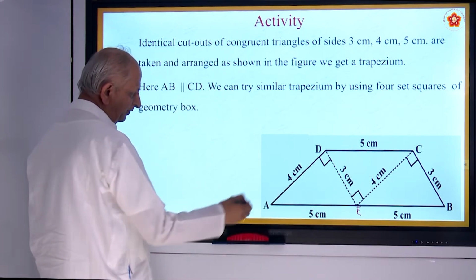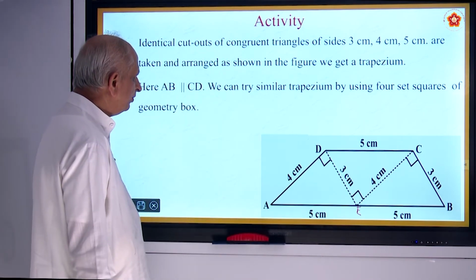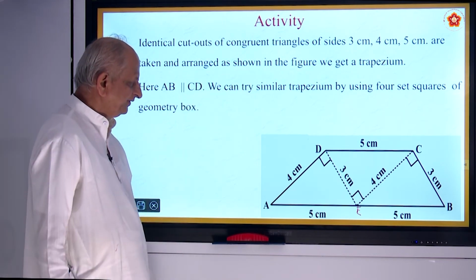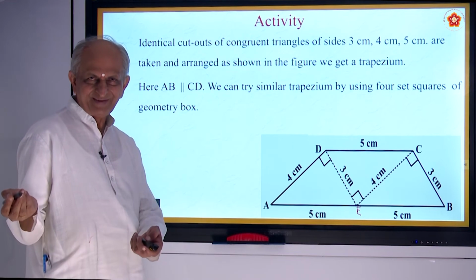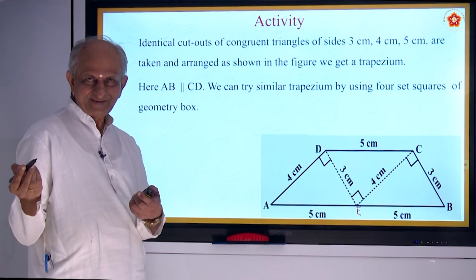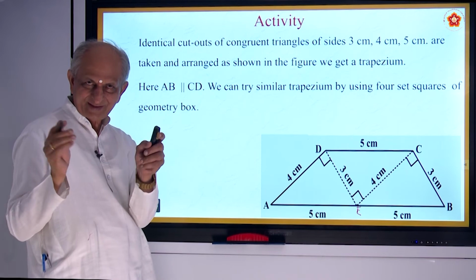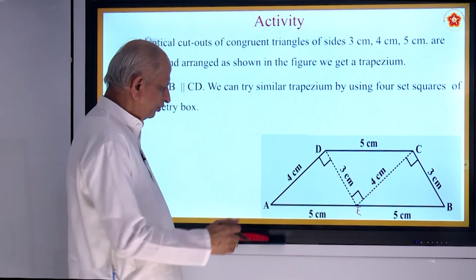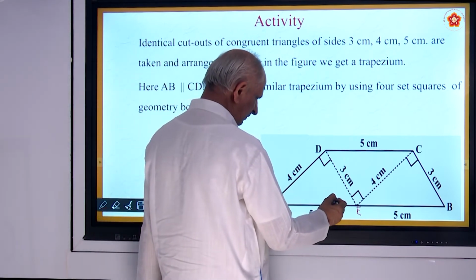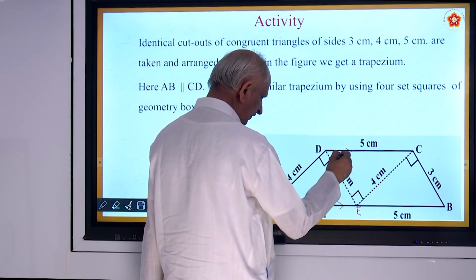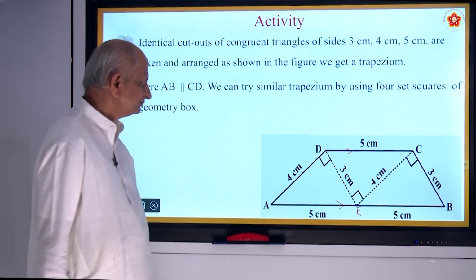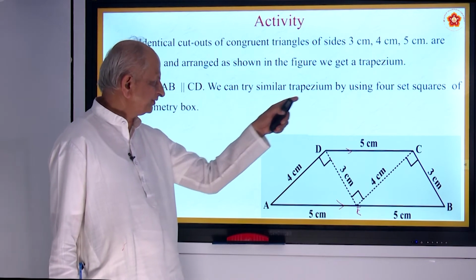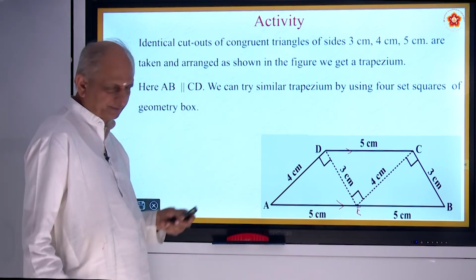So, longest side will be 5 and the angle will be 90 degrees. Arranged as shown in the figure, we get a trapezium. You try yourself, right? Take 3 right angles, make a paper cuttings and join. And you should join such that the one pair, namely AB and CD, are parallel to each other. Okay, we can try similar trapezium by using set squares of geometry box.